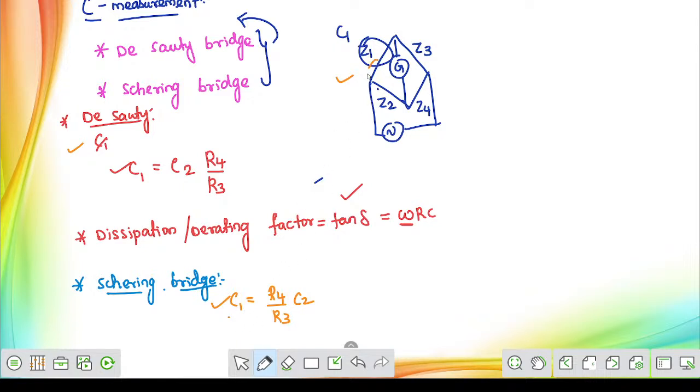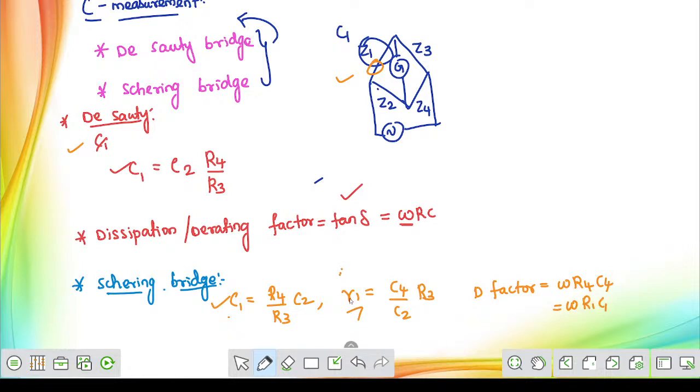But here, an unknown resistance will also be given in branch 1. That unknown resistance you can calculate with the help of capacitance C4 and C2 and resistor value R3. This will help you calculate the value of the unknown resistor. Next, you will be requested to calculate the value of the dissipation factor. The formula to find the dissipation factor is omega into R4 into C4, or you can also calculate it with the help of omega into R1 into C1.